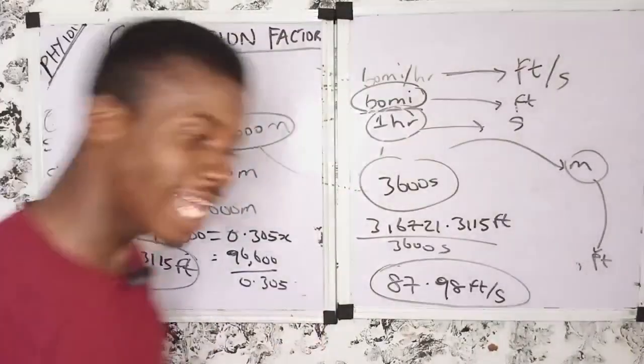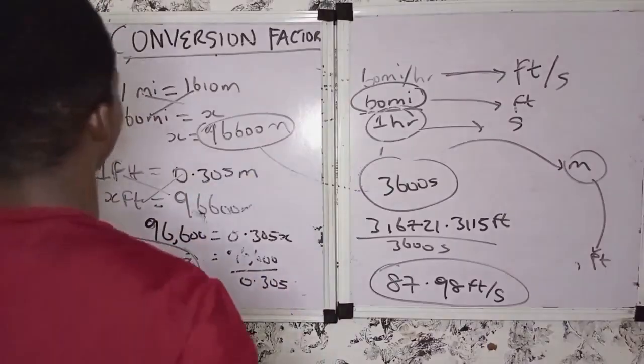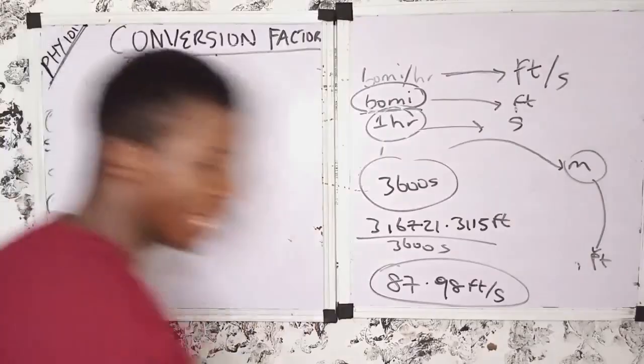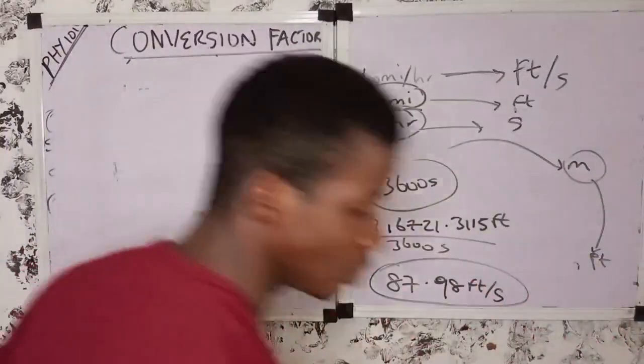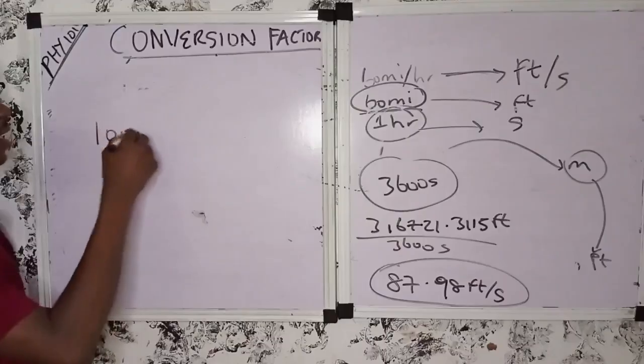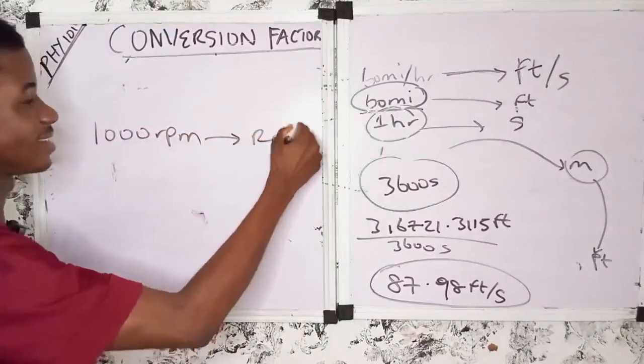Okay, then the last important question. Okay, the last important question. I still remember the question. They said we should do what? We should convert 1,000 RPM to rad per second.